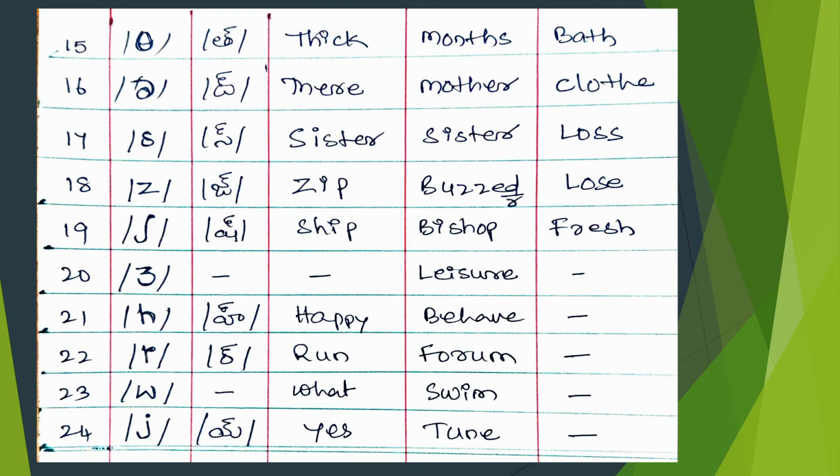Initially it happens in words such as there, this, these. And medially it happens in words such as mother, father. And finally it happens in the word clothe, not cloth. In cloth, voiceless th is there, whereas in clothe, voiced th is there. Now try to prepare some more words.